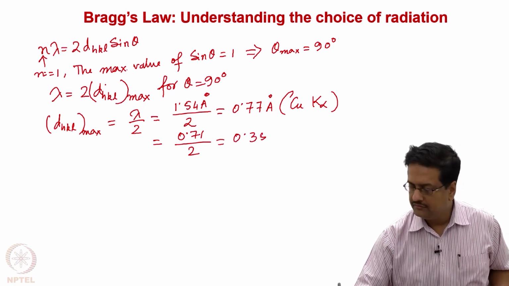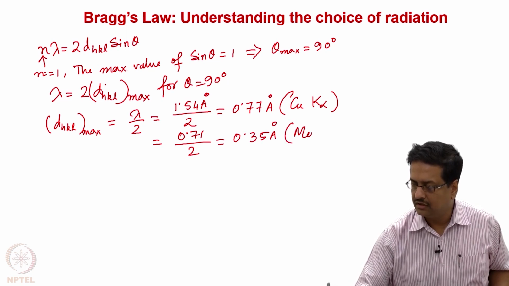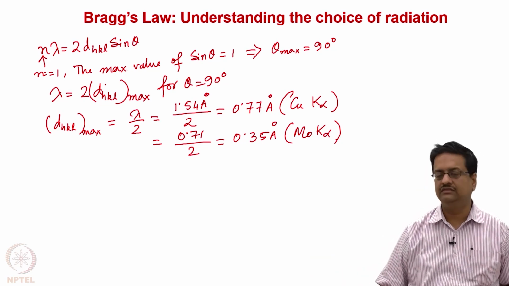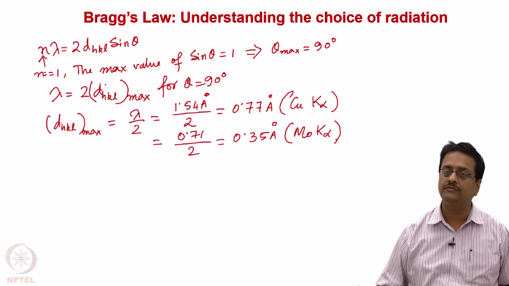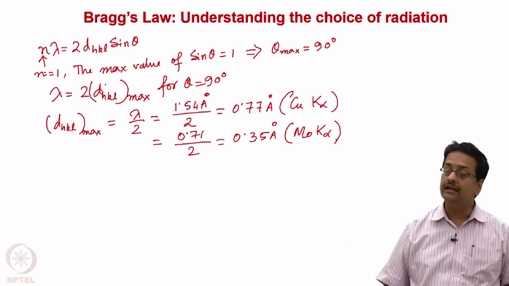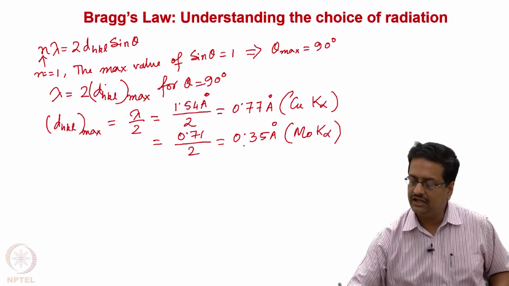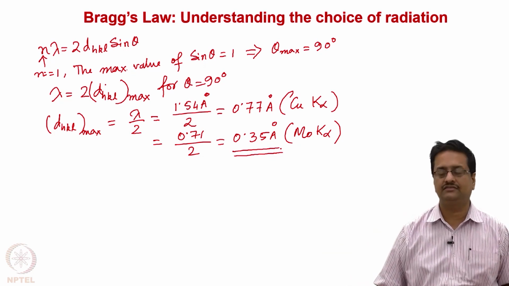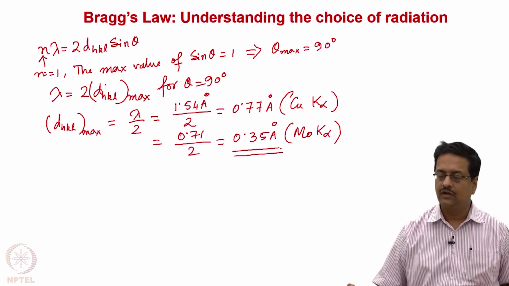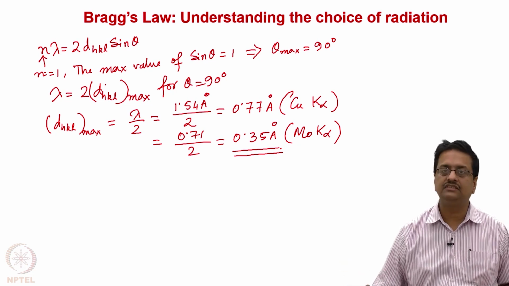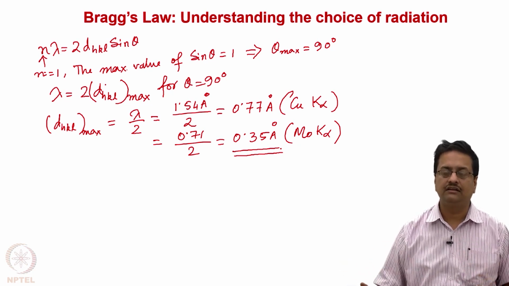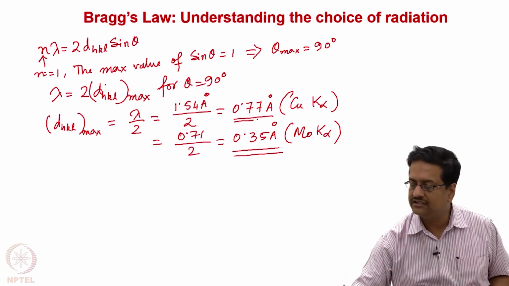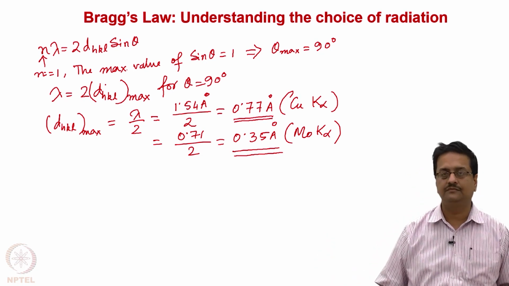0.35 angstrom for Mo K alpha radiation. Mind you, these are very approximate values. I have not taken values up to 4 decimal places, which indicates that using molybdenum K alpha radiation, one can go to a very high resolution of 0.35 angstrom in D values and get the information on that particular crystal structure to a very high resolution, whereas using copper K alpha you can only achieve a resolution of 0.77 angstrom.